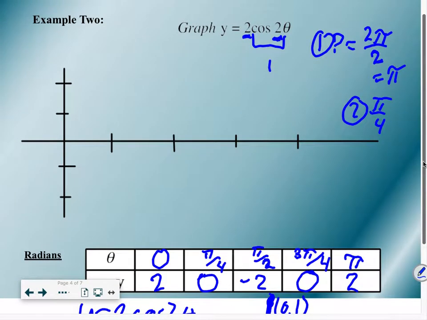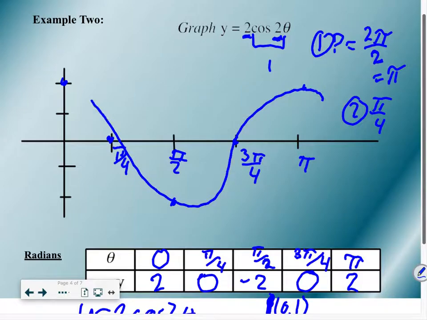Okay, plot. We got pi over 4, pi over 2, 3 pi over 4, and pi: 2, 0, negative 2, 0, 2. I missed that point. That's okay.